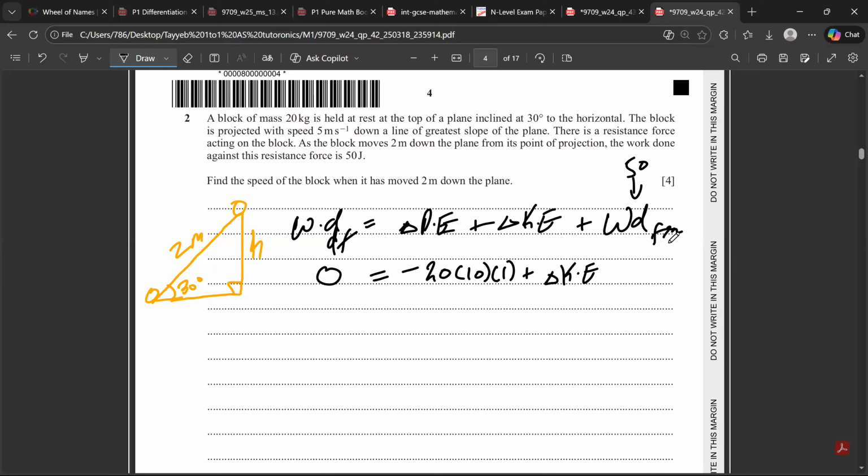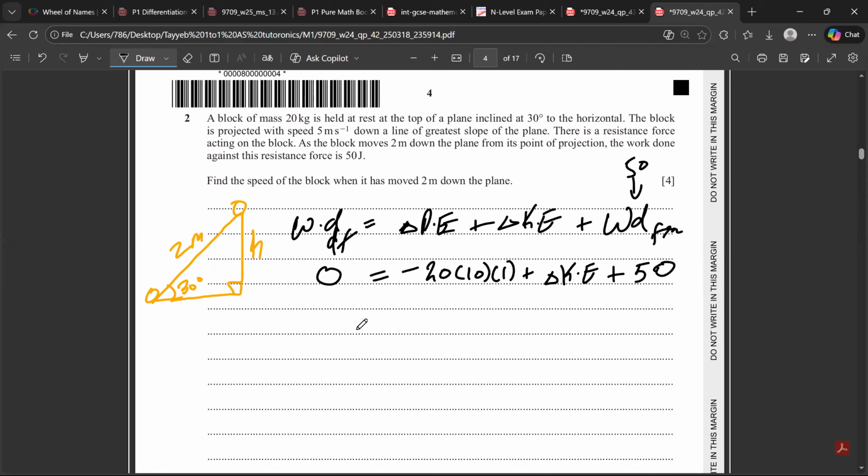And work done is positive. Okay, work done against resistance. This is actually done because potential energy was lost. It was converted, so it's negative. Work done is done against the friction, so it is positive, positive 50. So signs are important. Work done against friction will always be positive. The KE and PE can change signs.